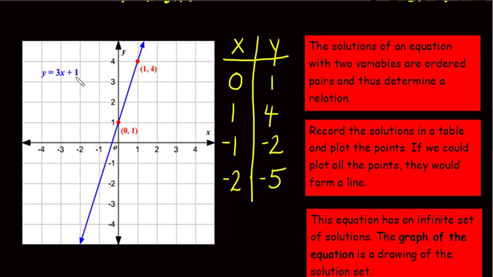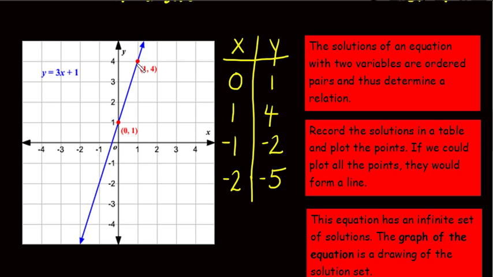So I'm going to plot that. For 0, I'm going to run over 0, so I'm not running at all. I'm going to jump up 1. So there's my first point. When I put 1 in for x, right here, I get 4 as my y. So when I plot this point, I'm going to run over 1 and jump up 4.